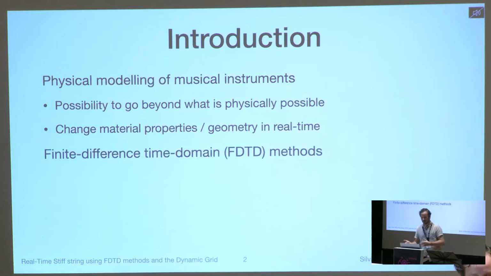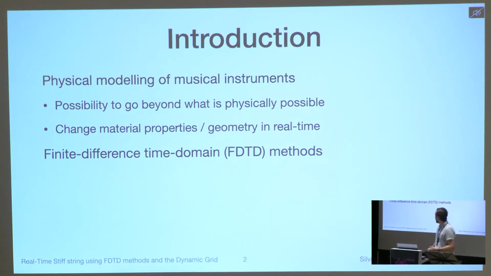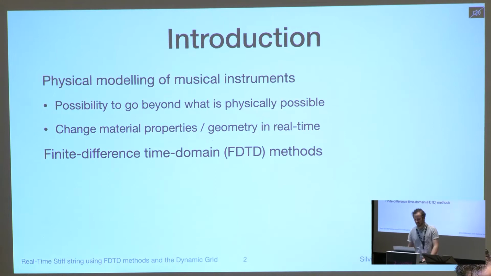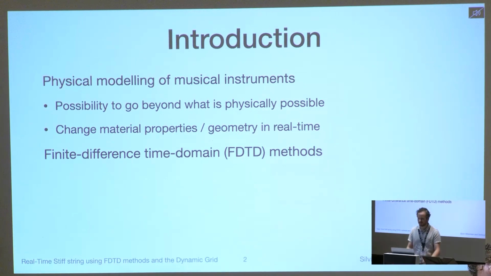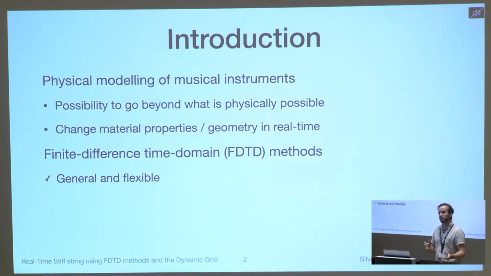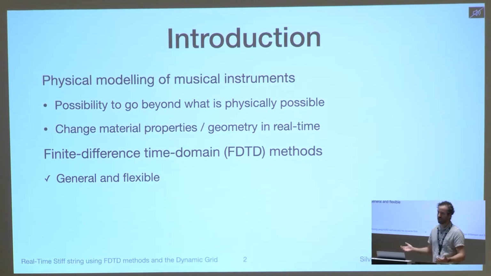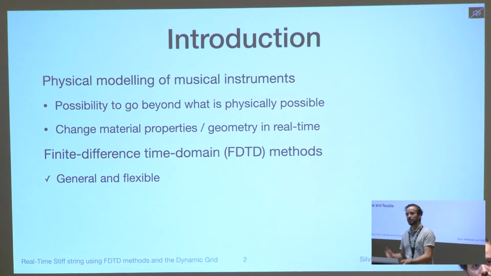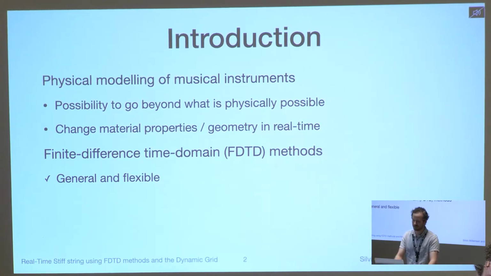So there's many ways to go about physical modeling, but a popular technique is called finite difference time domain methods. And as opposed to other physical modeling techniques, it's very general and flexible in terms of the systems that it can model. So you can have a very modular system, 4 strings and a body to make a cello, for example, which is easier to do with finite difference methods than other techniques.